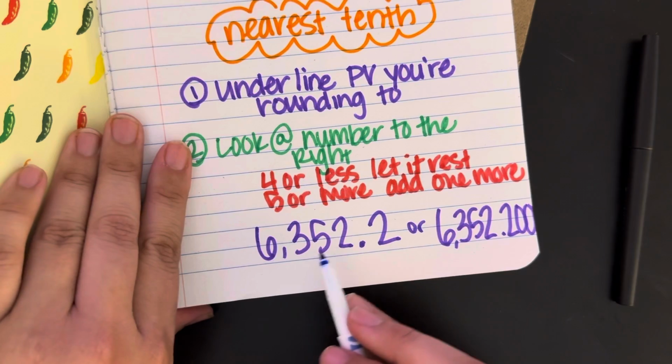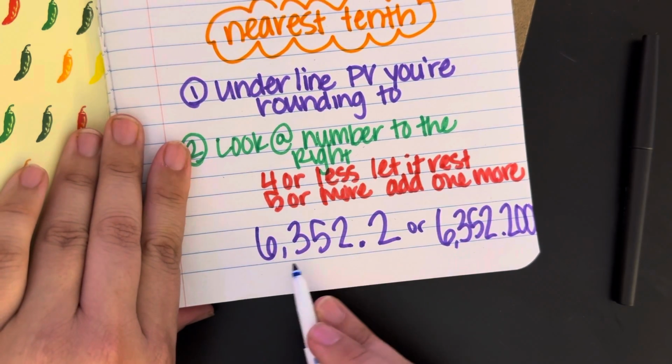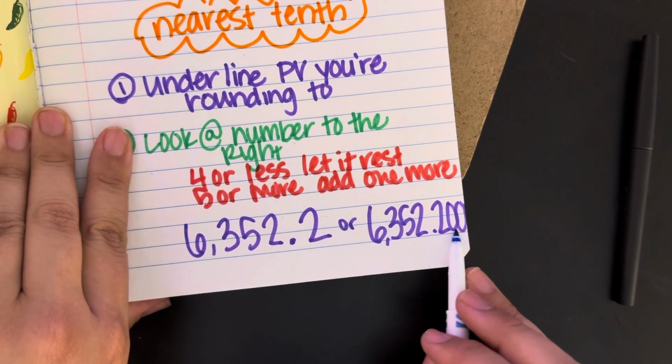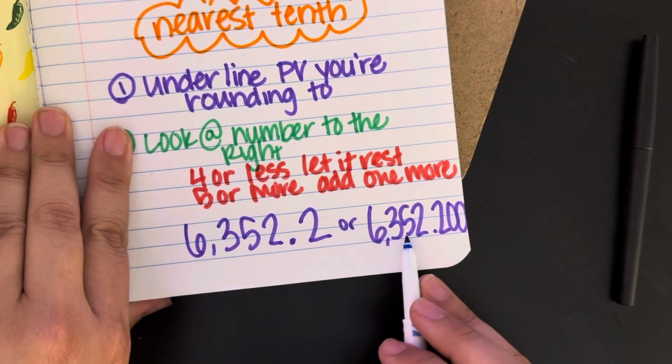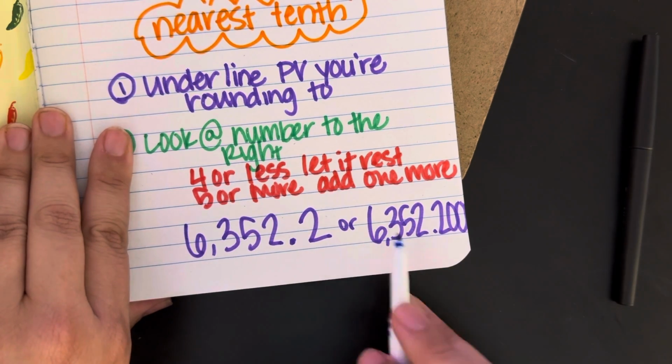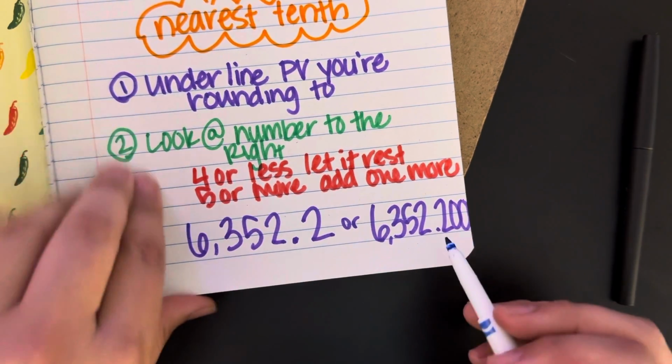We can represent that rounded number as 6,352 and 2/10, or we can leave the zeros on the end. So that would be 6,352 and 200 thousandths. Both of those are equal. So both of those would be acceptable.